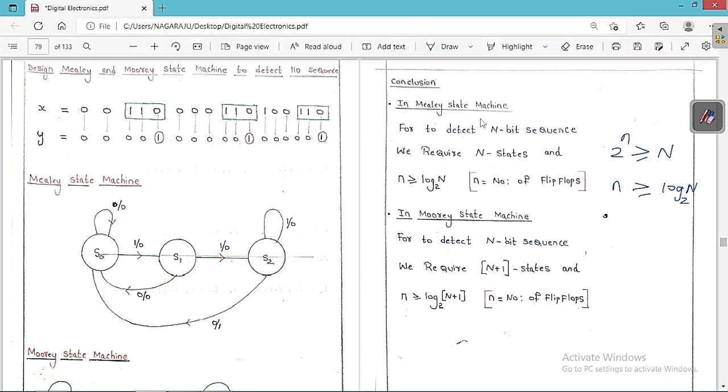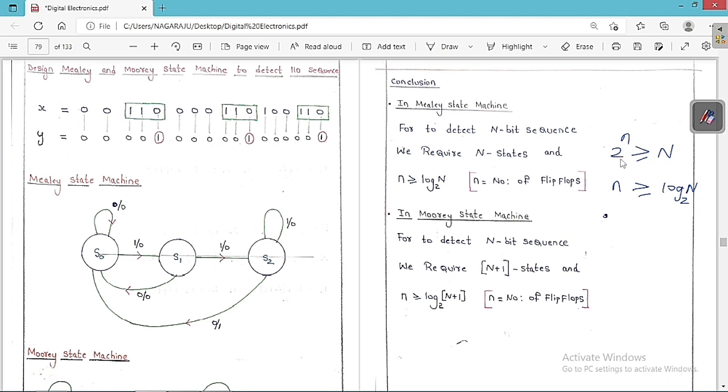So basically, in a Moore state machine, if you want to detect an N-bit sequence, then definitely we require N states. With the help of n flip-flops, we can get 2 to the power of n states. So 2 to the power of n is always greater than or equal to N.